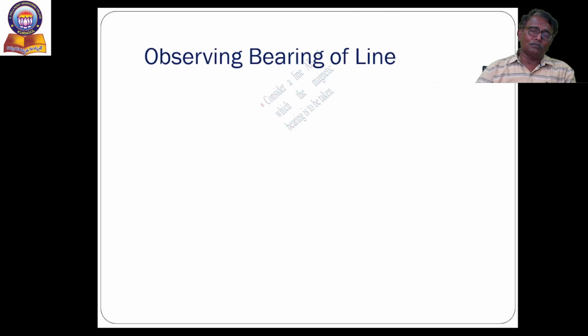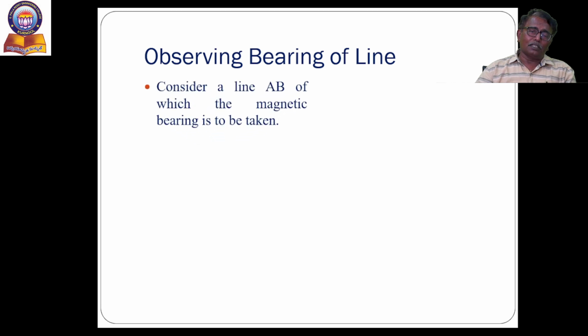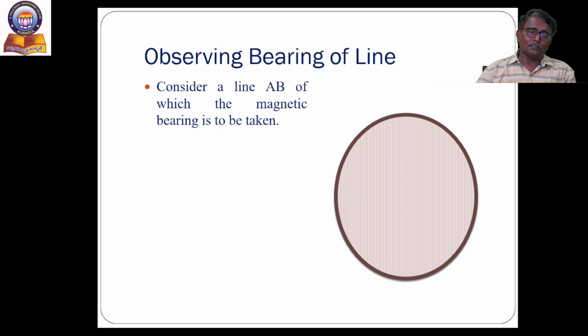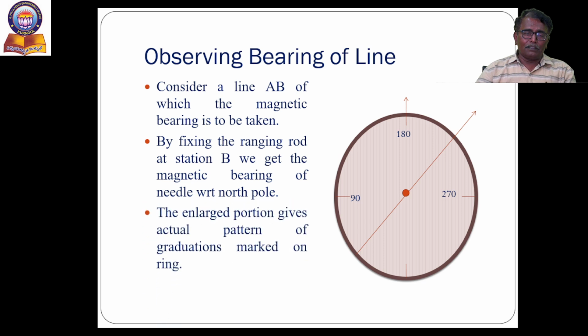Next step is observing the bearing of a line. Consider a line AB of which the magnetic bearing is to be taken. By fixing the ranging rod at station B, we get the magnetic bearing of the needle with respect to the north pole.